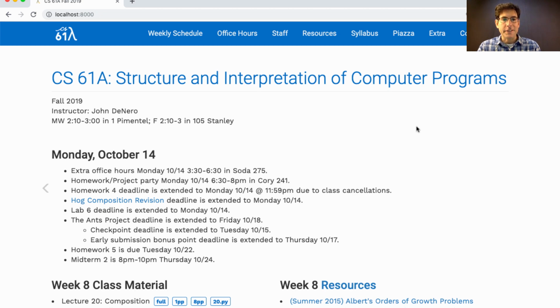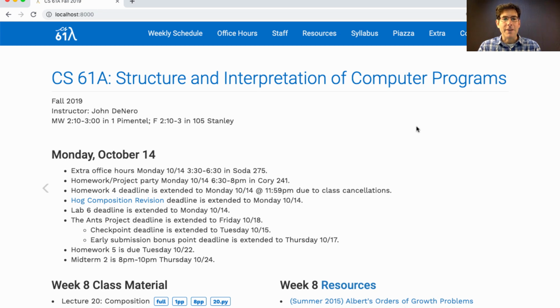And the reason we're holding these extra office hours is to make sure that people can complete the homework that's due today. We'll also have a homework/project party tonight from 6:30 to 8 in Corey 241. Homework 4's deadline was moved to today because of the power outages last week. It was originally due last Thursday. I hope it's coming along. I see that many people have completed the homework already, which is great. But if you haven't, finish it today.